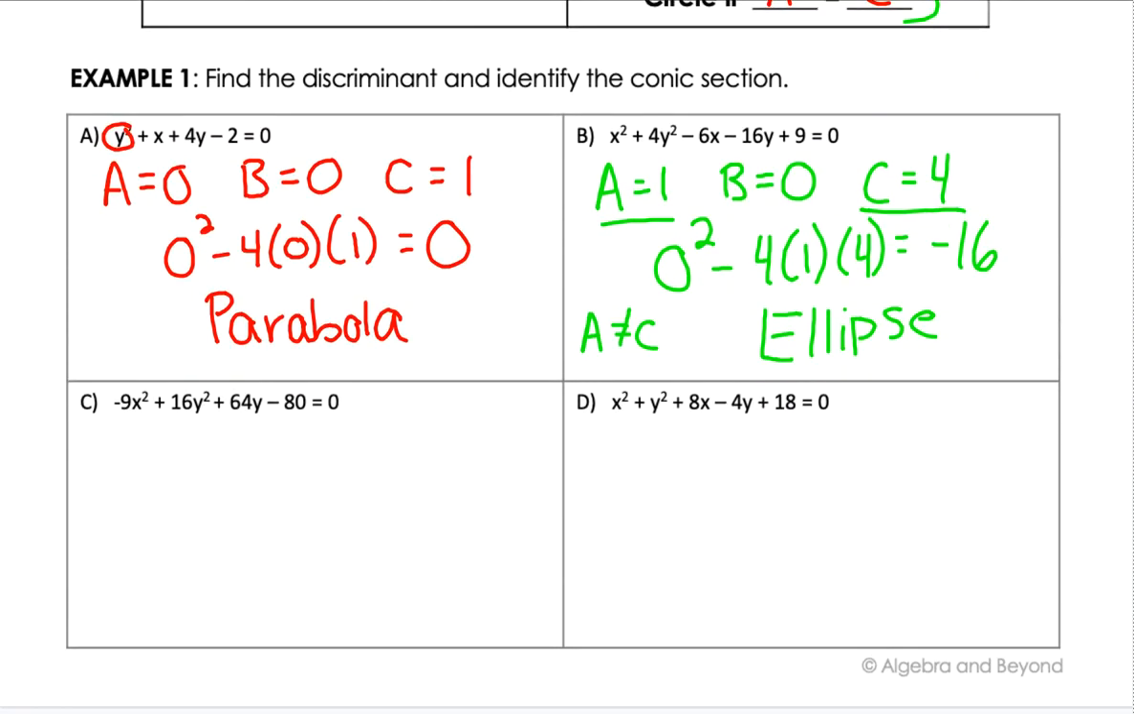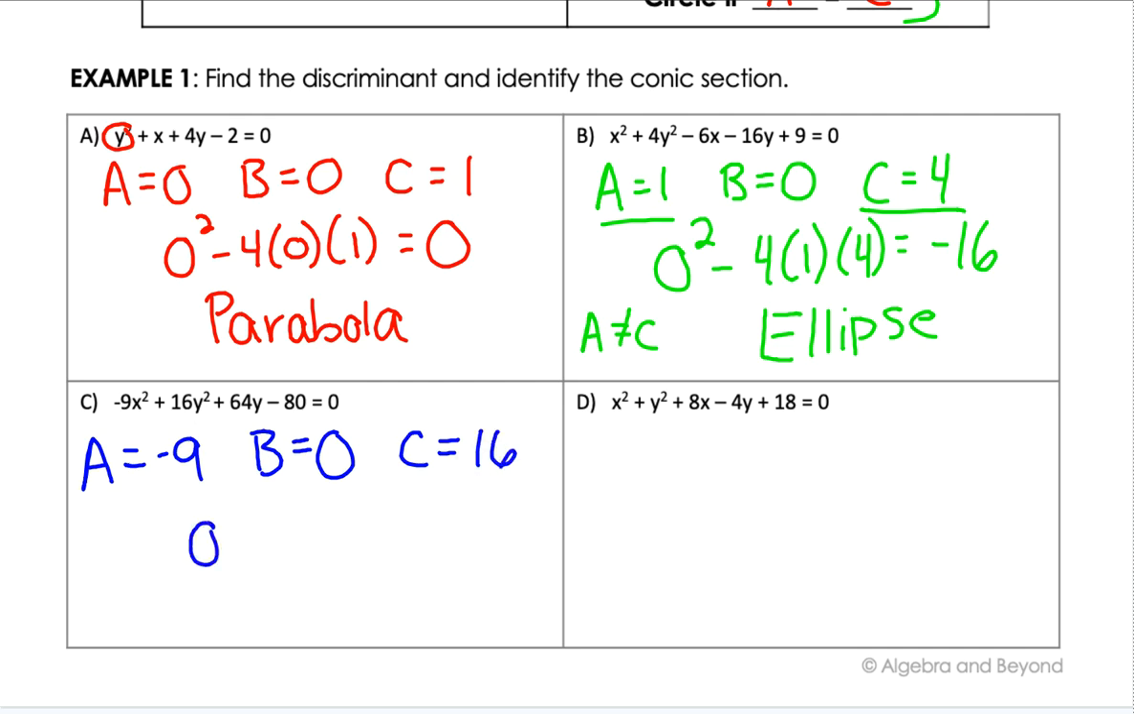All right, let's look at 2 more here. So in this equation, my a value, my coefficient on x squared, is negative 9. My b value, again, I don't have an xy term, so it'd be 0. And my c value is 16.